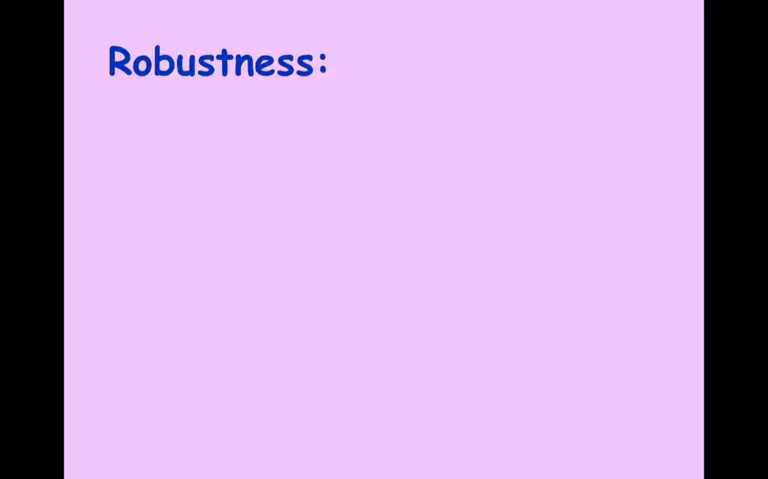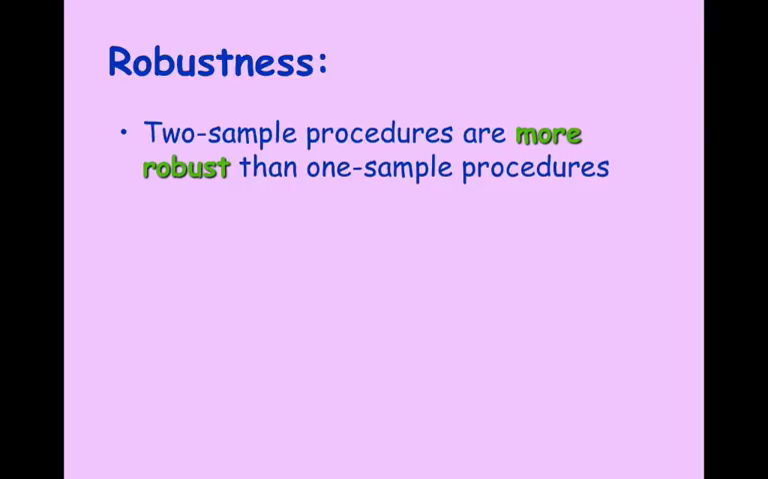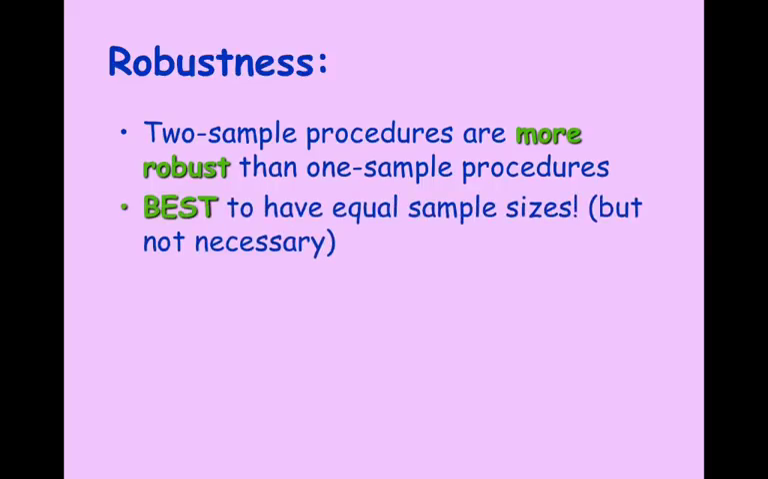When doing calculations for hypothesis tests, we've talked about robustness. If we're talking about being robust, a 2-sample procedure is more robust than a 1-sample procedure. Ideally, we would like to have equal sample sizes if possible, especially if we're setting up a test. We would like to get an equal number of participants taking brand A of a drug and an equal number of participants taking brand B of a drug, but it is not required, although it is ideal.